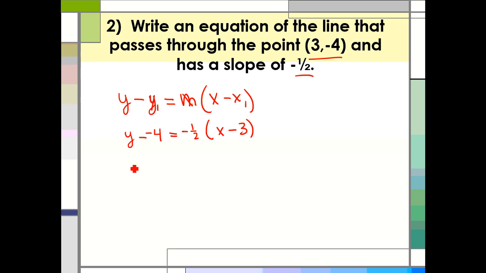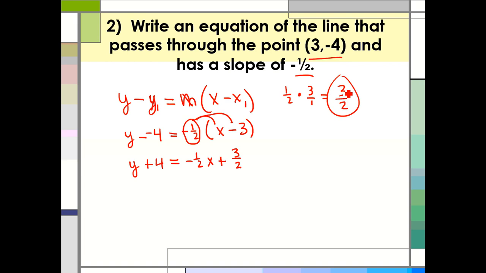Now a negative and a negative make a positive, so let's change it to y plus 4. Take this negative and distribute it through your parentheses so we can get rid of those. Negative a half x. Negative a half times negative 3 would give you a positive 3 over 2. So multiply those two together: a half times 3. 3 would be the same thing as 3 over 1. That gives you 1 times 3, which is 3, and 2 times 1, which is 2. So it gives you 3 over 2.